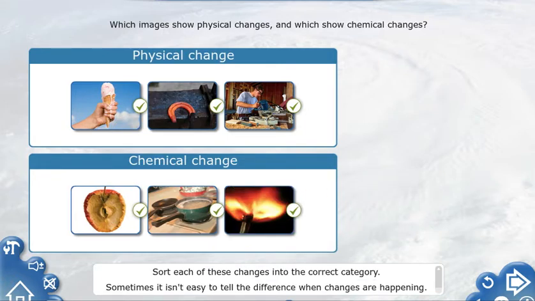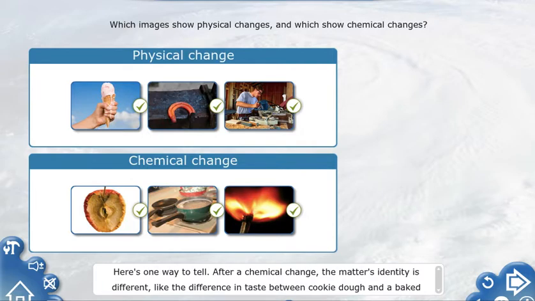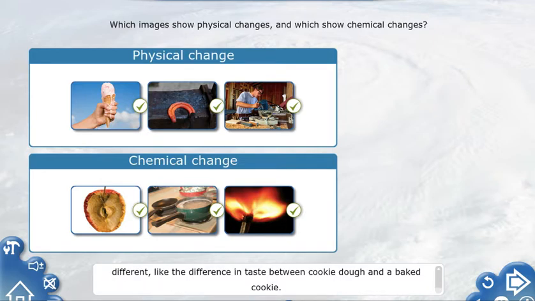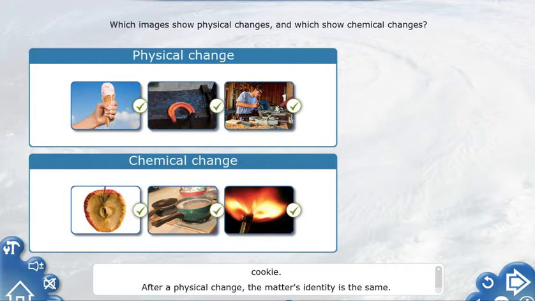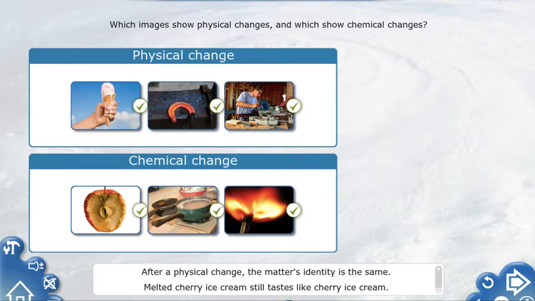Sometimes it isn't easy to tell the difference when changes are happening. Here's one way to tell. After a chemical change, the matter's identity is different, like the difference in taste between cookie dough and a baked cookie. After a physical change, the matter's identity is the same. Melted cherry ice cream still tastes like cherry ice cream.